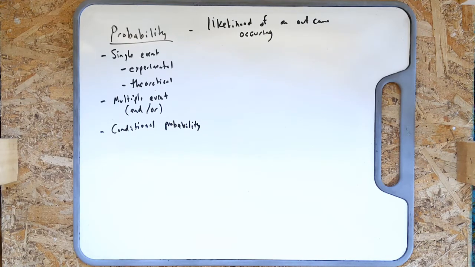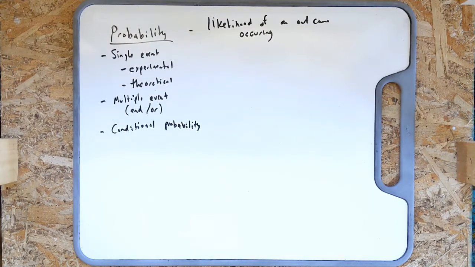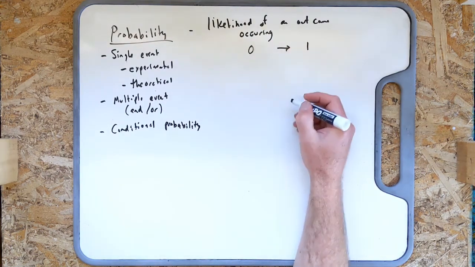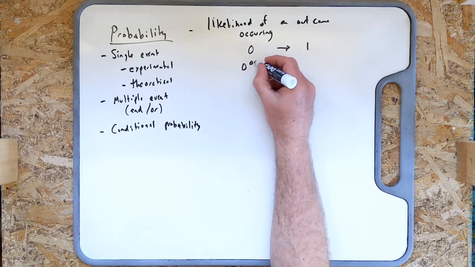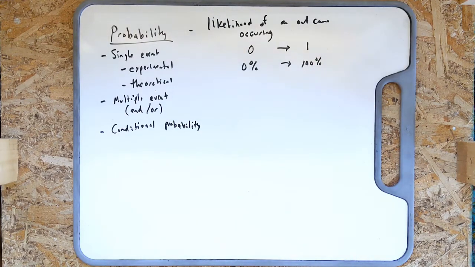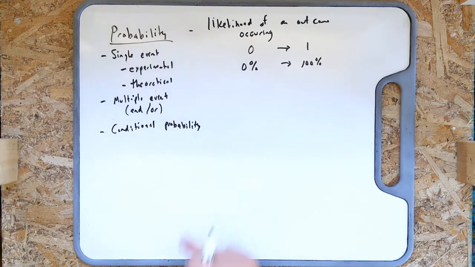First of all, just a definition of probability. We mentioned this in our last lesson, but probability is the likelihood of an event or outcome occurring. It's measured between 0 and 1, or often done in percentages, so it's 0% to 100%. And 100% is it will definitely occur. 0% is it cannot possibly occur. Okay, so we're going to go through each one of these.